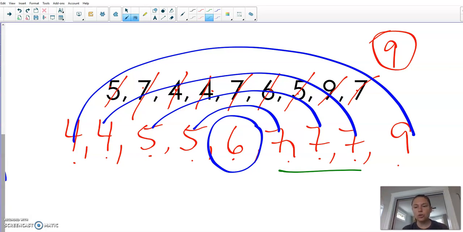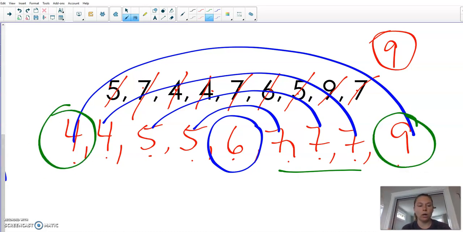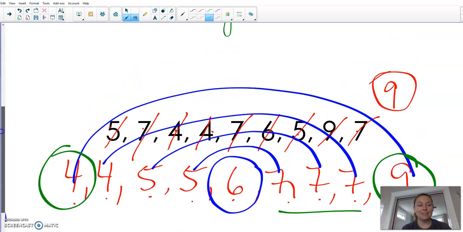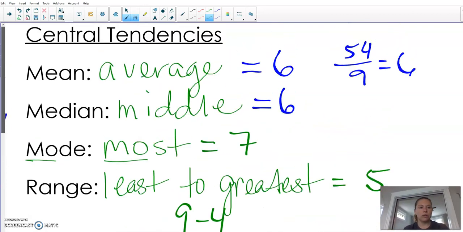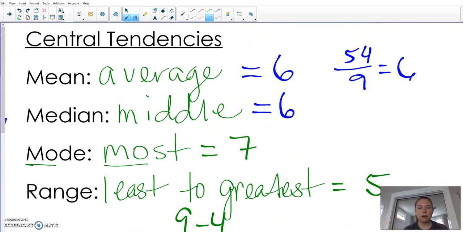Last but not least, our range is least to greatest. So we can't do 4 minus 9. A distance cannot be negative because that would be -5. So you always take the biggest and subtract the small. So our biggest is 9. Subtract the small, which is 4. And everyone, 9 minus 4 is 5. Our range is 5.